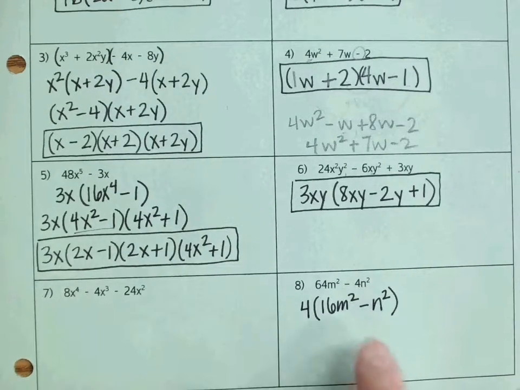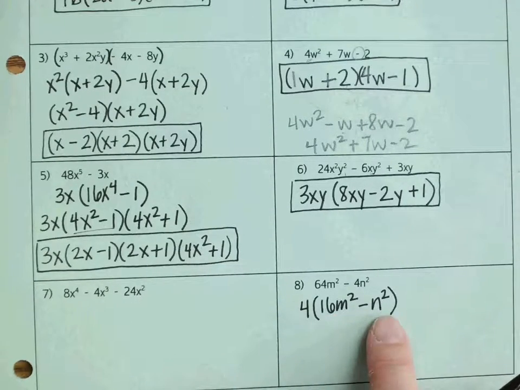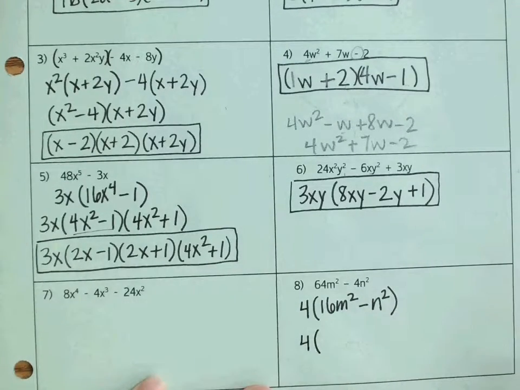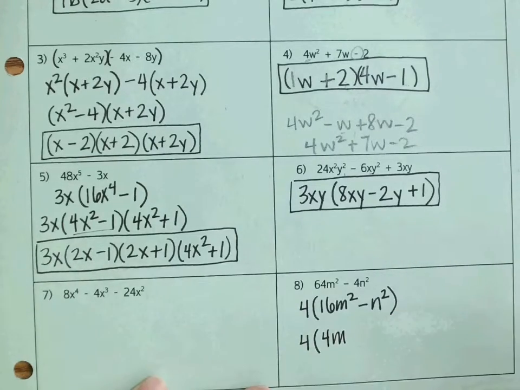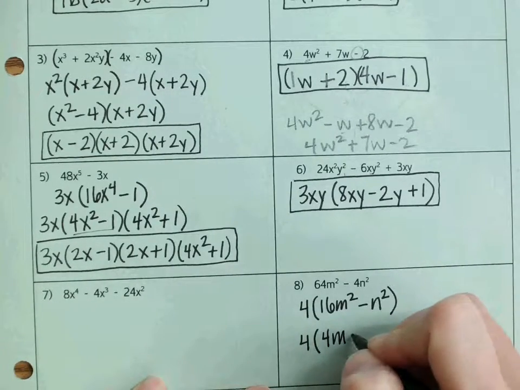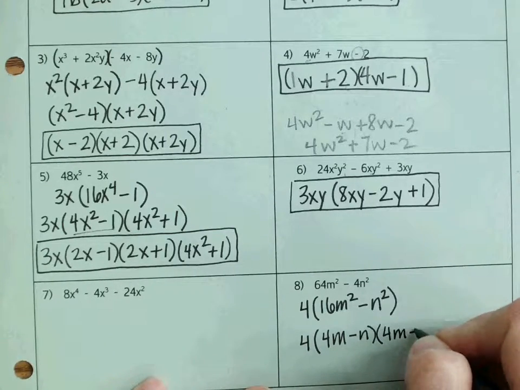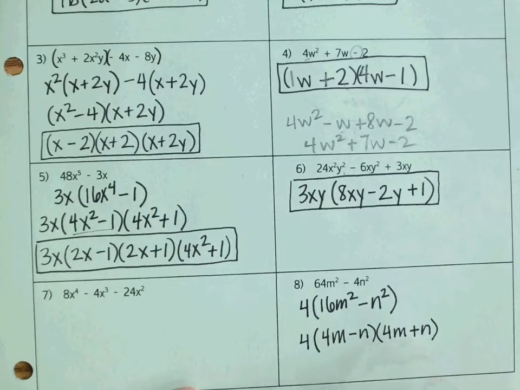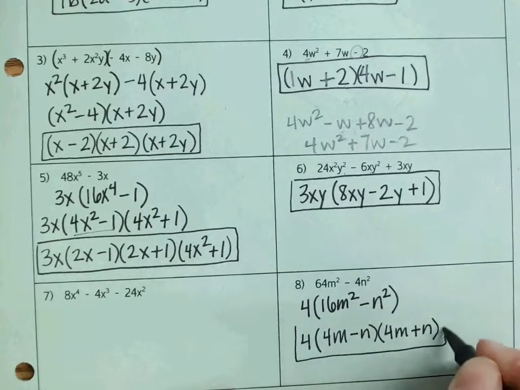Then I'm going to see again what I have left over. I have a minus sign. My first and my second term I can find the square root of. So the square root of 16m squared is 4m. The square root of n squared is just n. So I'll have 4m minus n, 4m plus n. And that's it for, well, just quickly double check, see if there's anything else that we can factor, and we cannot. And now, yes, that is it.